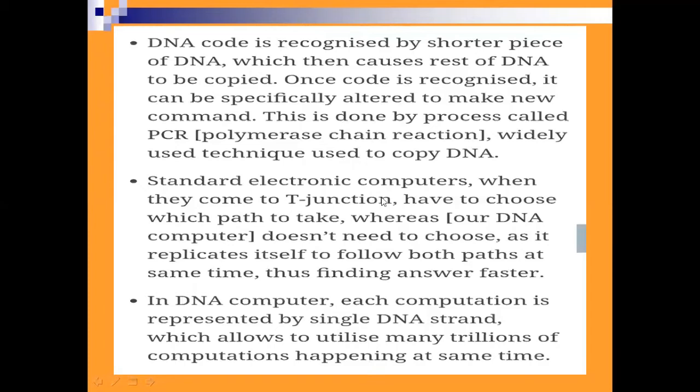Standard electronic computers, when they come to a T-junction, have to choose which path to take, whereas our DNA computer does not need to choose, as it replicates itself to follow both paths at the same time, thus finding the answer very fast. In a DNA computer, each computation is represented by a single DNA strand, which allows us to utilize many trillions of computations happening at the same time. That is why DNA computing is very fast, even faster than the conventional supercomputer.